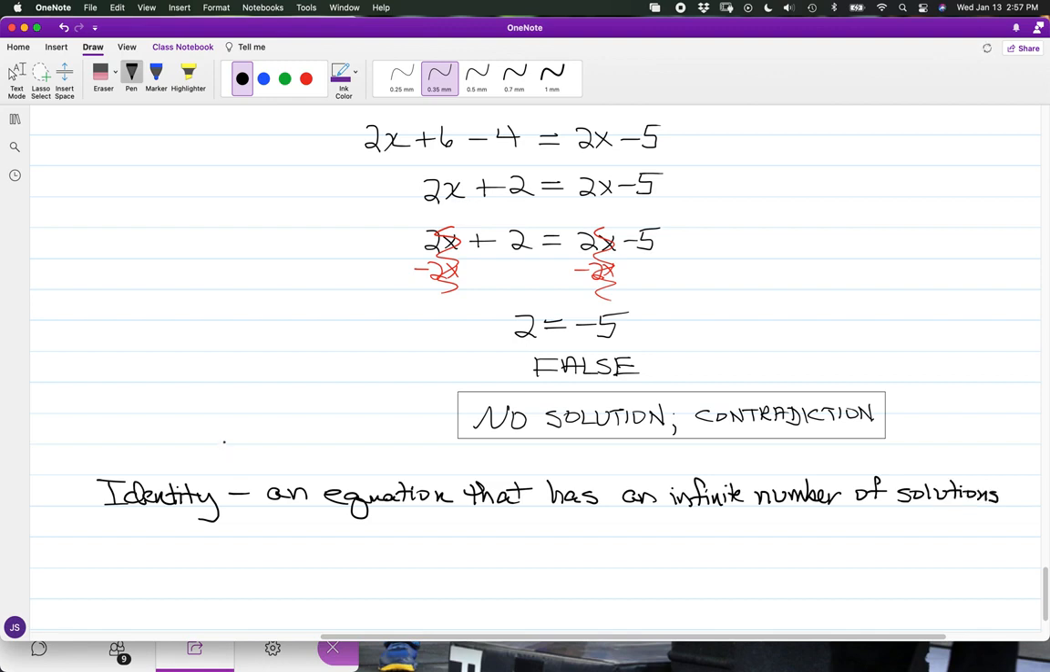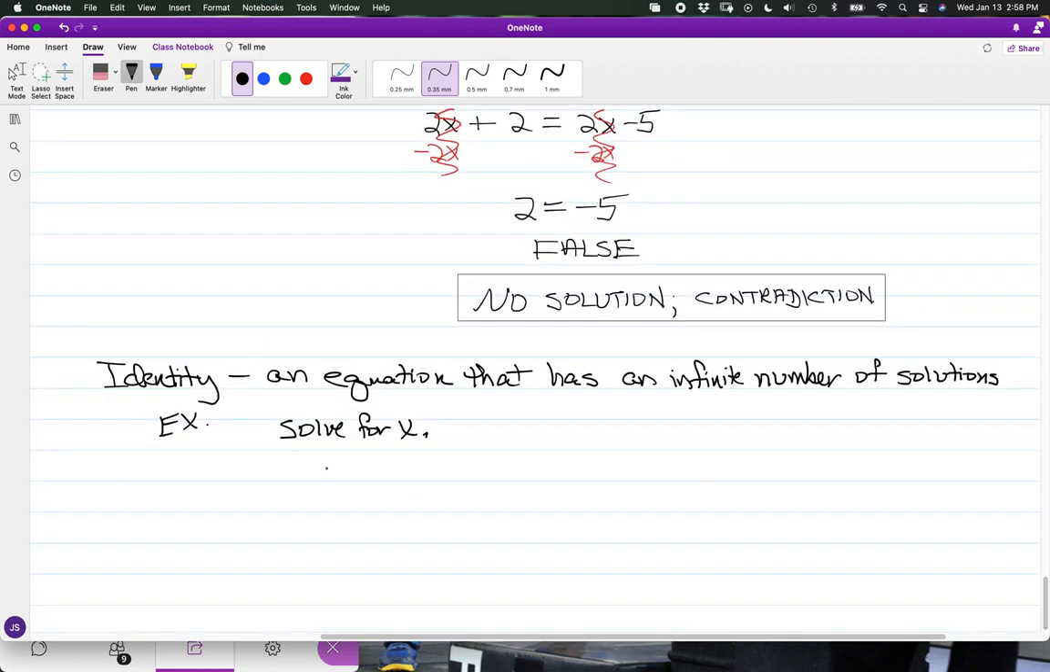And we'll say that we have, for instance, something that can lead up to an identity. And say we're solving for x. And we'll say that we have 3 times the quantity of x plus 4 is equal to x plus 6, and we have 2 times the quantity of x plus 3.